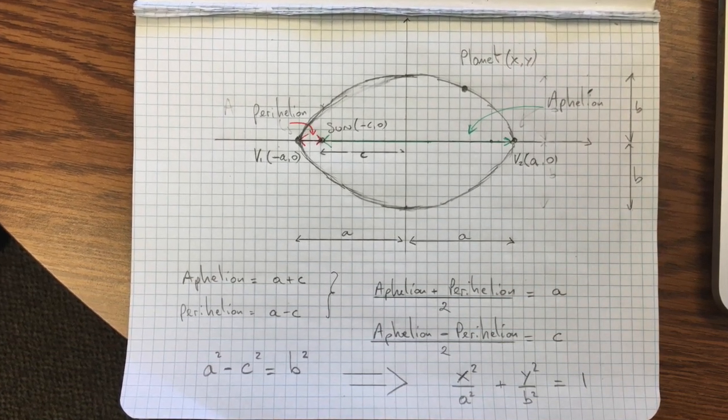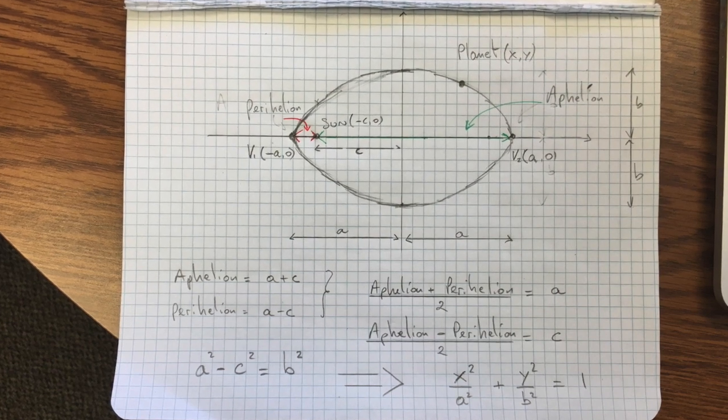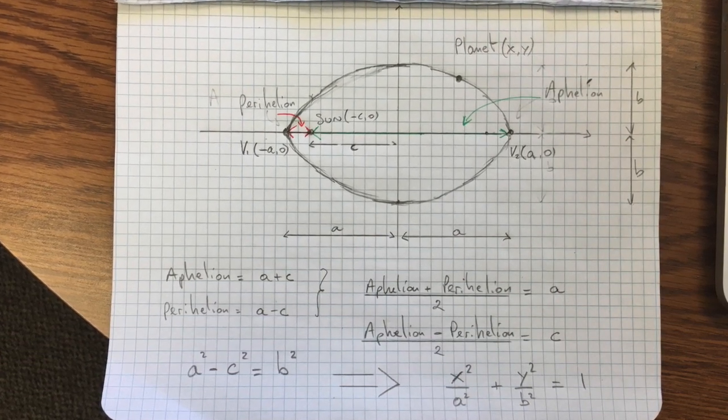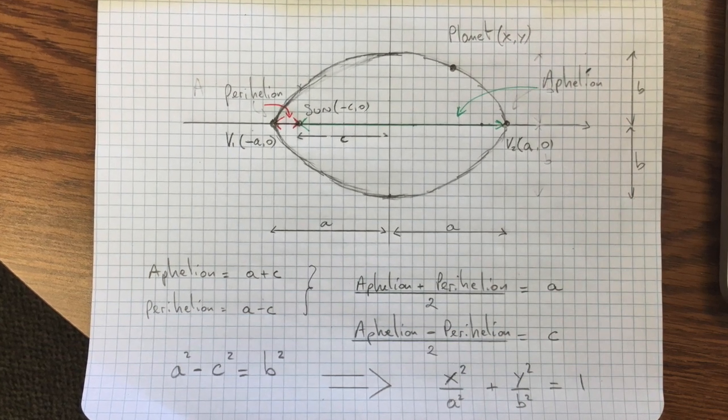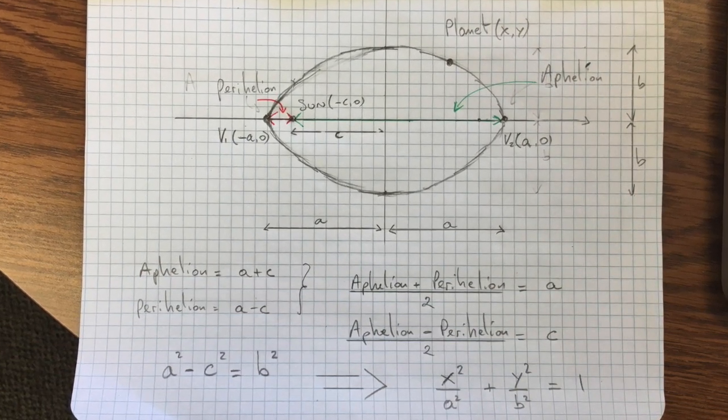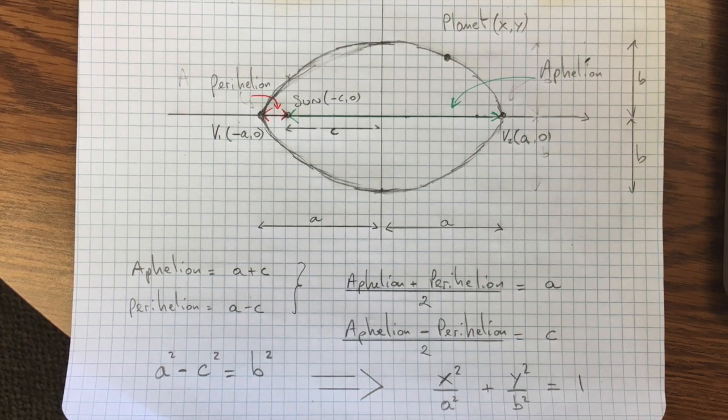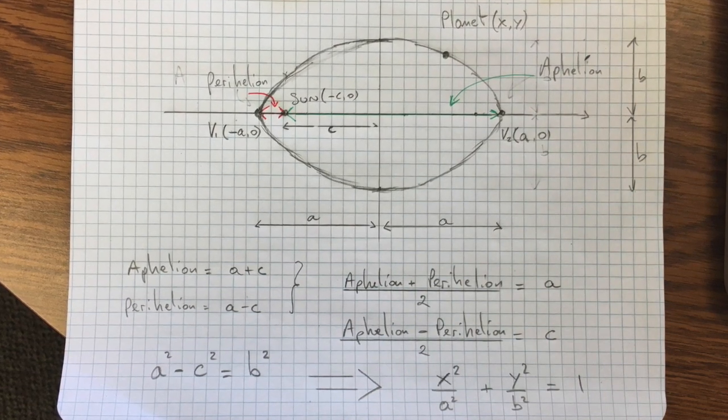To find the equation of the elliptical orbits in Cartesian coordinates, I expressed the parameters a and b of the equation of an ellipse in terms of the aphelion and perihelion of the planet.